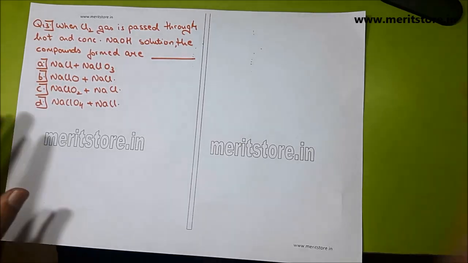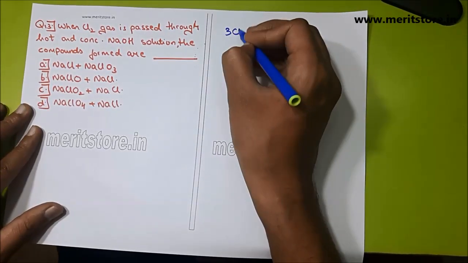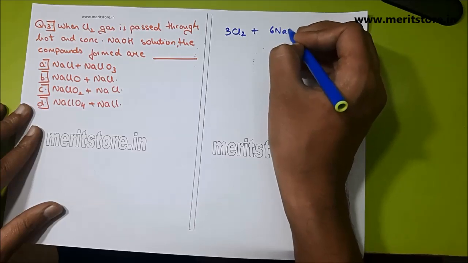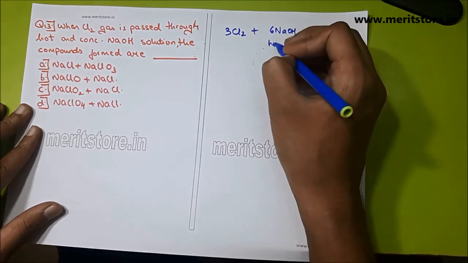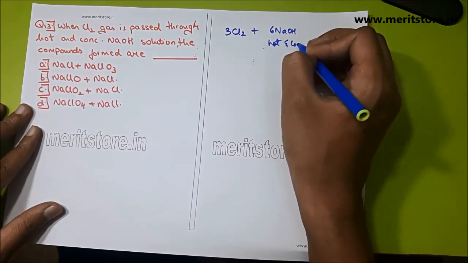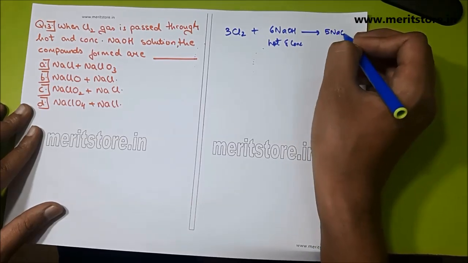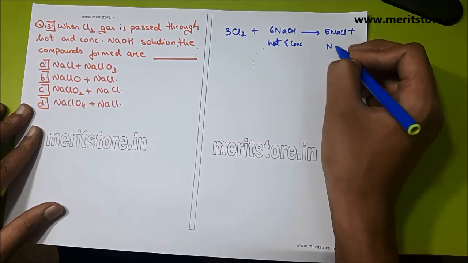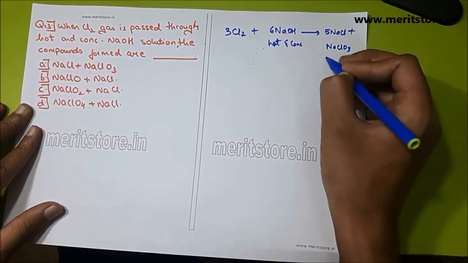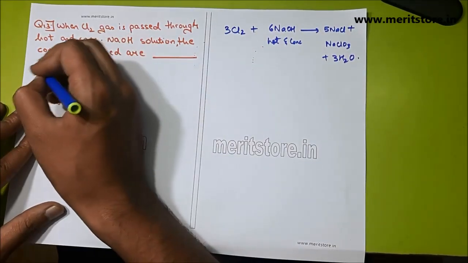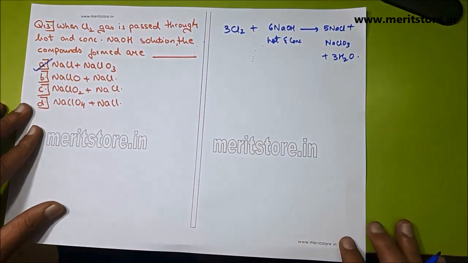The reaction will be: 3 moles of chlorine reacts with 6 moles of NaOH, which is hot and concentrated, to give 5 moles of NaCl plus NaClO3 plus 3 moles of water. So the products formed are NaClO3 and NaCl. Option A is the correct option.